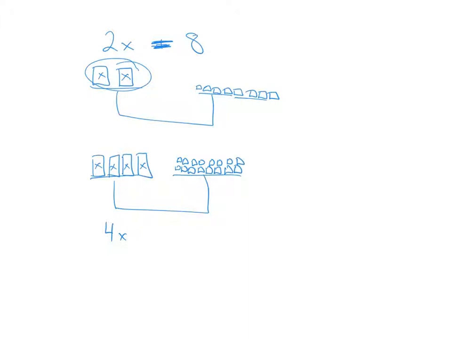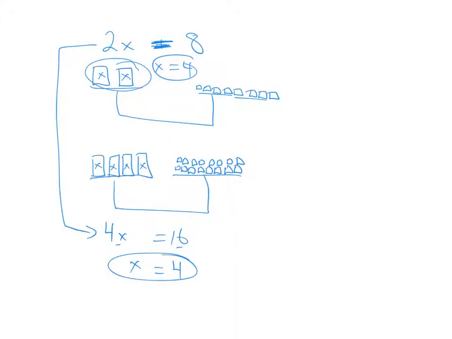So the question is, 4 times what number gives me 16? And the answer is, we recognize 4 times 4 equals 16. So x must be 4, which is the same answer as this one, which makes these two equations equivalent. So if I multiply both sides of the equation by the same number, I create an equivalent equation. The same is true if you divide both sides of the equation by the same number.